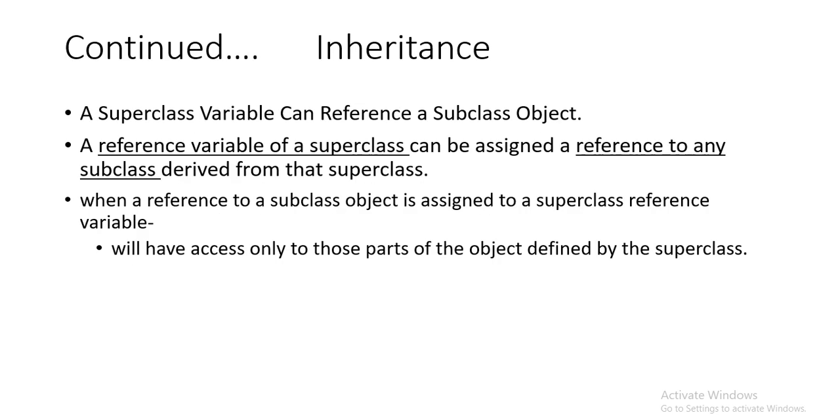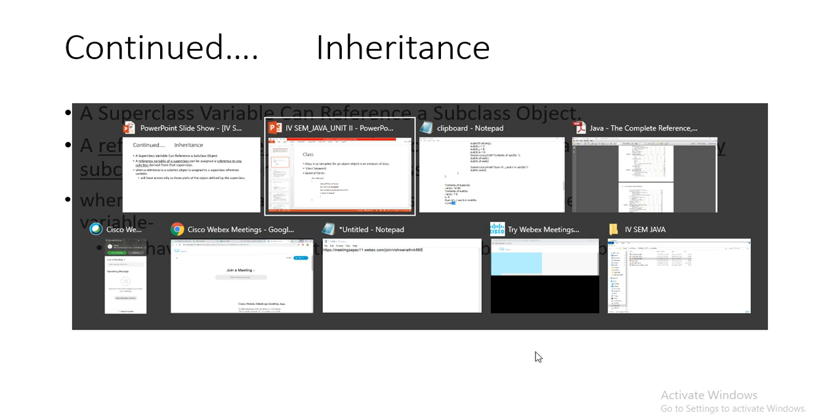Next, a superclass variable can reference a subclass object. A reference variable of a superclass can be assigned a reference to a subclass derived from that superclass. We'll see how this is possible with an example. When a reference to a subclass object is assigned to a superclass reference variable, you will have access only to those parts of the object defined by the superclass.